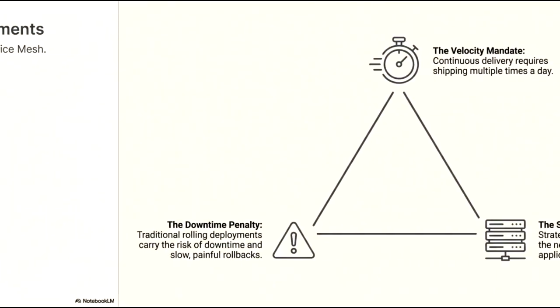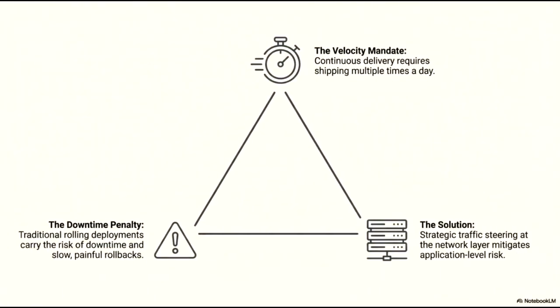Modern software development is driven by the velocity mandate. To maintain a competitive edge, continuous delivery is essential, often requiring teams to ship code multiple times every single day. However, this high frequency creates a significant challenge known as the downtime penalty. Traditional rolling deployments carry inherent risks of service interruption and often lead to slow, painful rollback processes when issues arise.